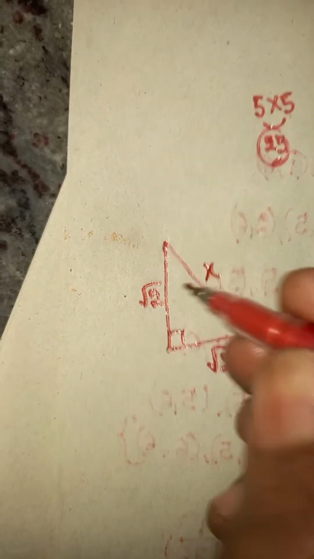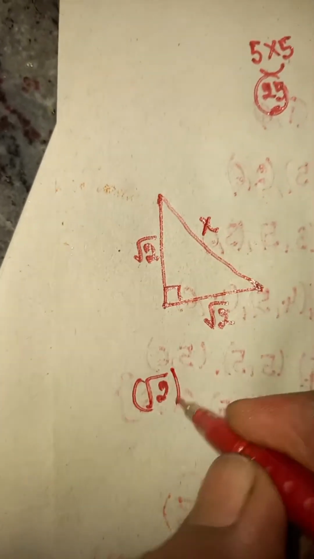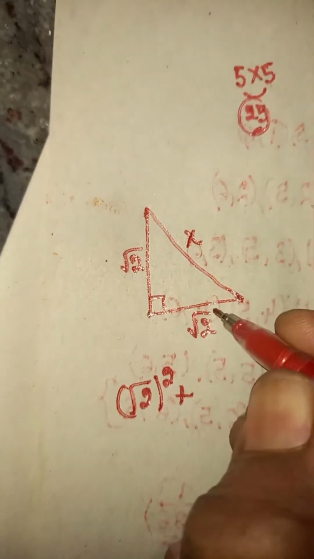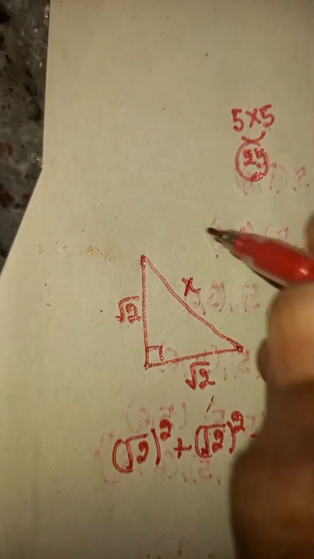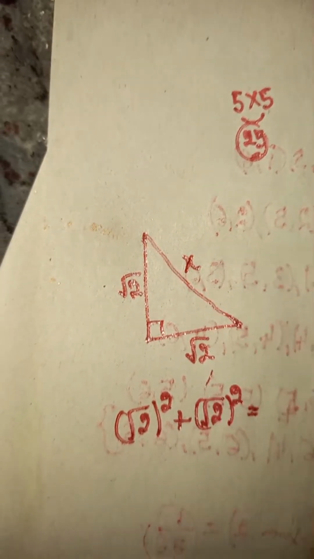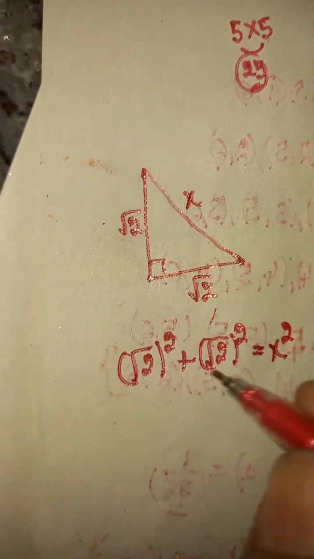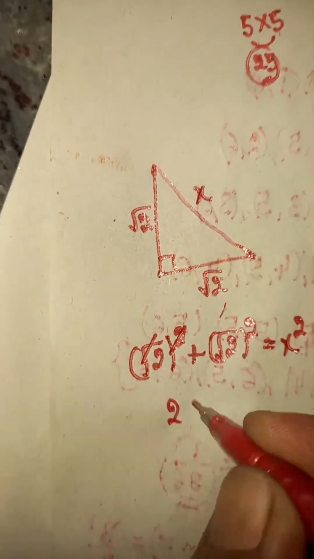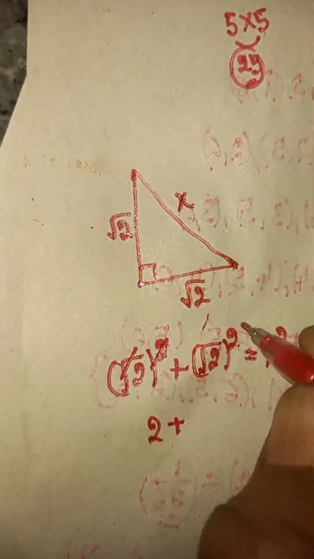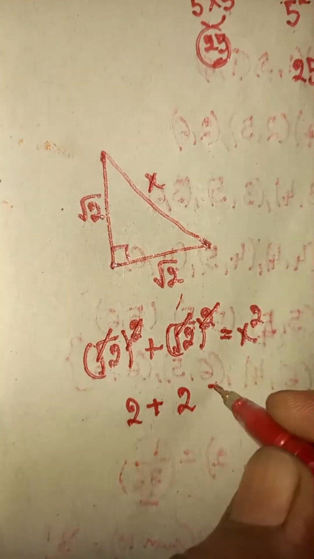Take this side length square, that is root 2 square, plus this side length square, that is root 2 square, which is going to be equal to this hypotenuse square, that is x square. This root 2 square means square and square root cancel out, it remains as 2. And here also root 2 square, square and square root cancel out, it also remains as 2, which becomes x square.